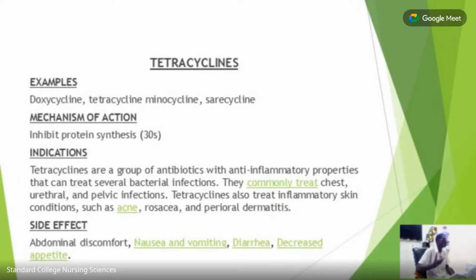And after dyspepsia, we have dizziness. It's also one of the side effects. Then we have insomnia. We all know what insomnia means: inability to have adequate rest, or finding it difficult to sleep, at night specifically.